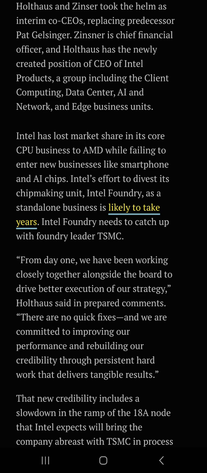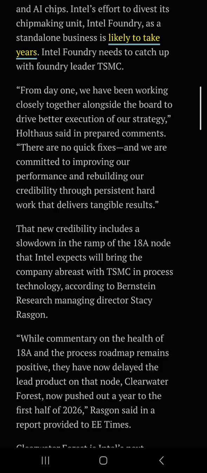From day one, we have been working closely together alongside the board to drive better execution of our strategy. Holthaus said in the prepared comment, "There are no quick fixes and we are committed to improving our performance and rebuilding our credibility through the persistency, hard work that delivers tangible result."